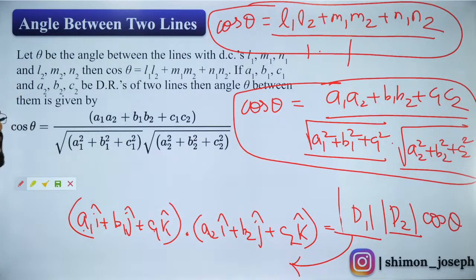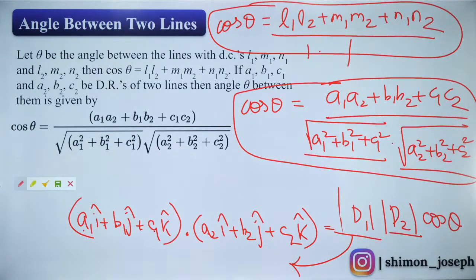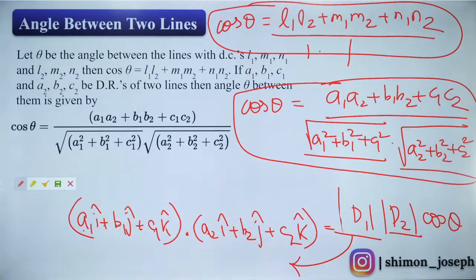The difference between LMN and ABC: LMN is direction cosine, ABC is direction ratio. I explained it at the start of the class. Please check it out there.